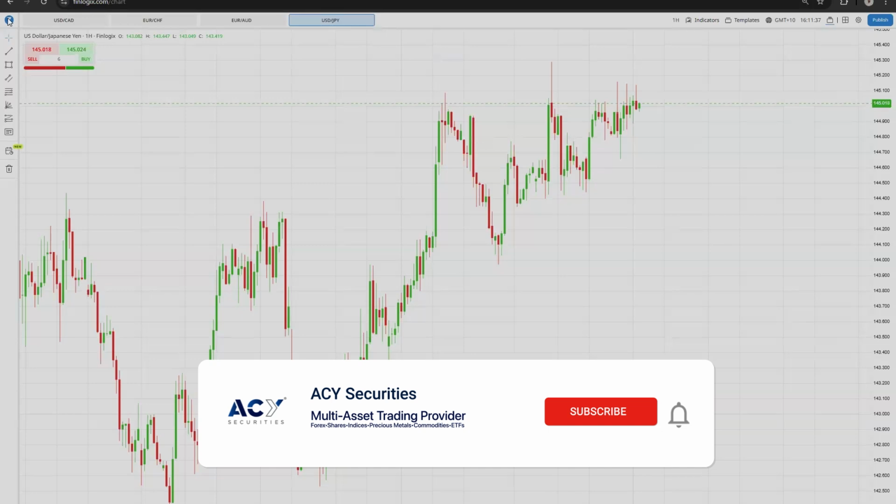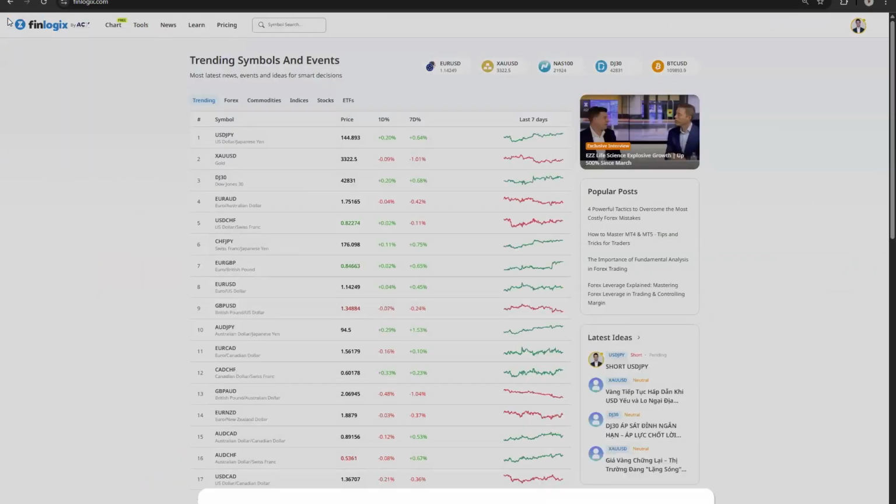Cool. So for those who don't know Finlogix, let's just start with it. What's Finlogix? Well, Finlogix is a sister company of ACY Securities. It's a charting provider. ACY provides the quotes and of course MetaTrader 4 and MetaTrader 5, and Finlogix provides a bit extra on that. It provides the charting. It's an online charting tool, like TradingView. You can access it anywhere around the world. You don't need to download anything.